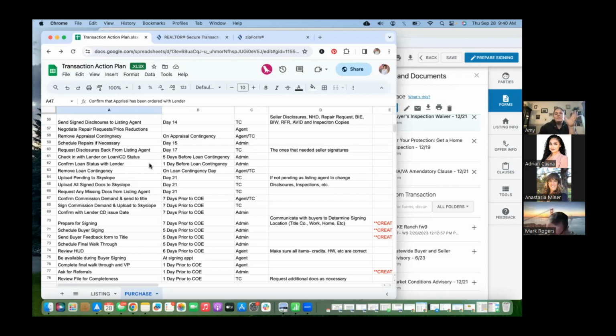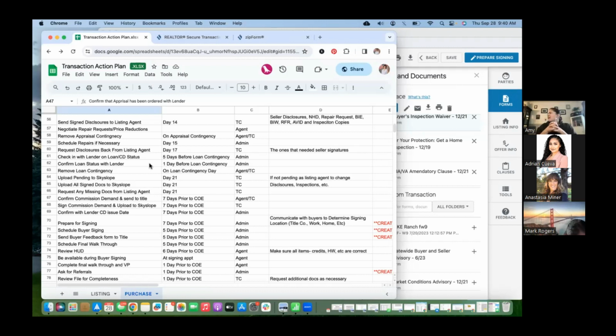Okay, we're going to check in with them. Hey, I know we checked in a few days ago. You said you were wrapping things up. How's it going? Is it out of underwriting? Did the buyer get you all of the conditions? How are we looking? We need to remove our loan contingency. How are you feeling about that?